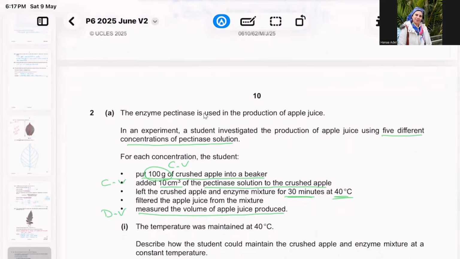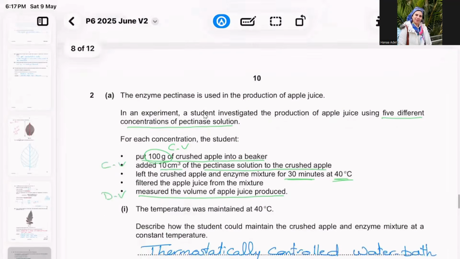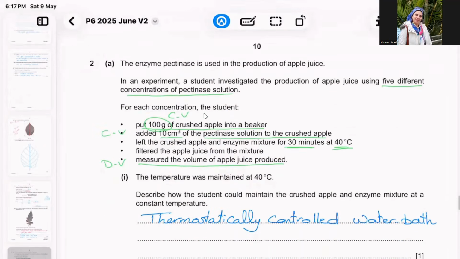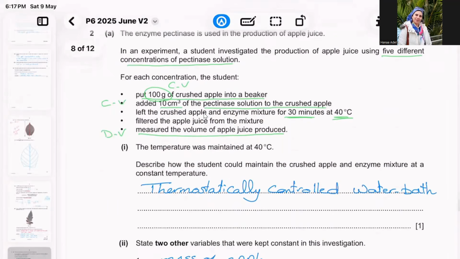How can we maintain the temperature? We can use a thermostatically controlled water bath. Or you can also write incubator. So incubator is right. So you can write thermostatically controlled water bath or incubator kept at 40 degrees Celsius. State 2 other variables that were kept constant. Just write them here. We have the mass of apple, the crushed apple, and also we have the volume of pectinase, which is 10 cubic centimeter, and the duration of time left, which is 30 minutes.